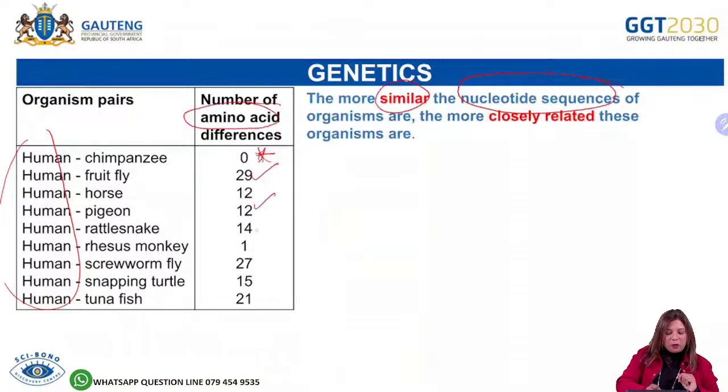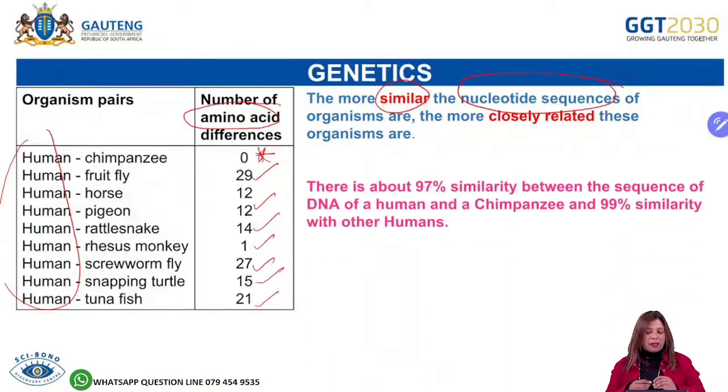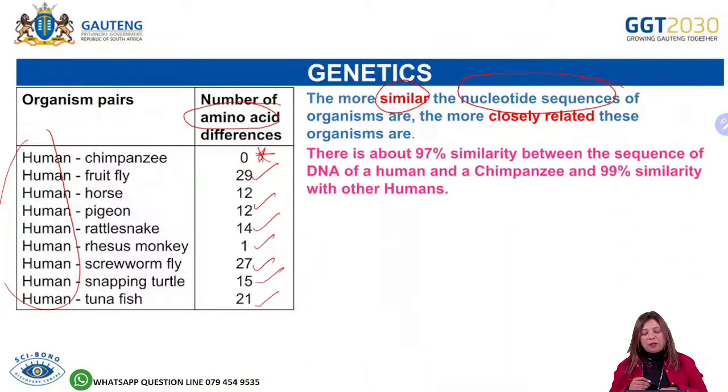Then you have the pigeon and the human, and the rattlesnake, and the human and the rhesus monkey, 1 amino acid difference. Screwworm fly, 27. Okay, I feel a little better now. Human and the snapping turtle, 15 differences in the number of amino acids. And the human and the tuna fish, 21 differences. But what I want us to make note of is that there is about 97% similarity between the DNA sequence of a human and the chimpanzee, and 99% similarity with other humans. So that is something that is quite shocking.